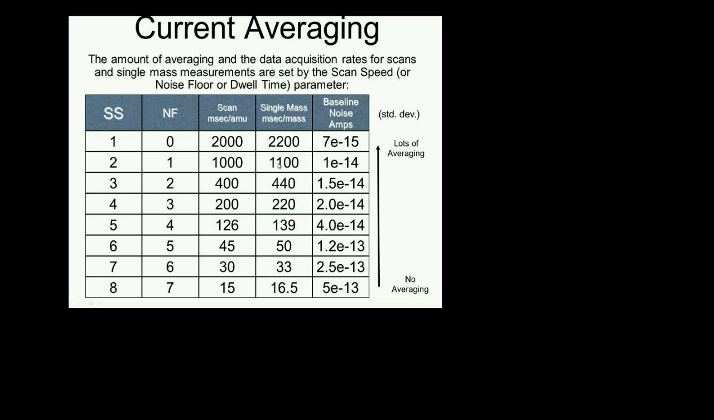So this is a table that I use all the time to decide how I'm going to set the mass spec in terms of the amount of averaging that I'm going to use. And I'll tell you, most vendors will not provide this to you in the manual, but they can provide it to you if you ask for it. Okay?